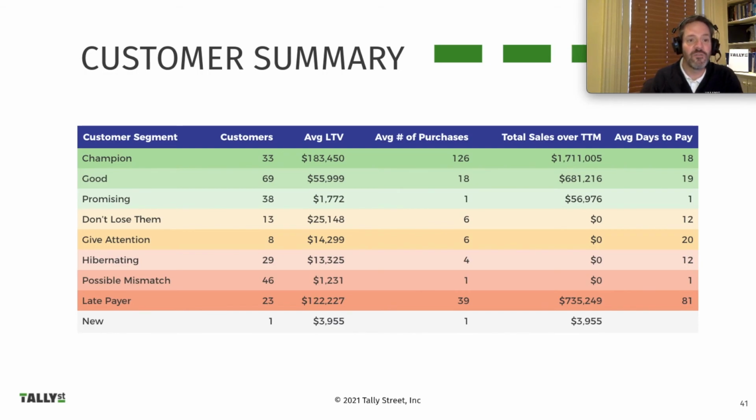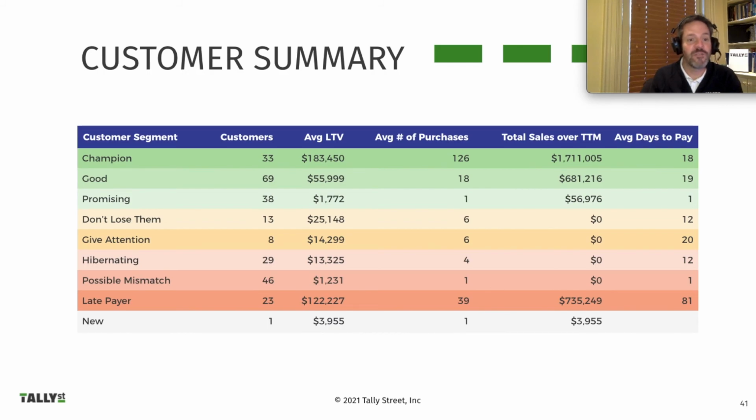If we go down to the don't lose them or give attention categories, we see that those customers' lifetime value is less. They haven't bought a lot, but 6 times is still notable, but they haven't bought anything in the last 12 months. So if this business has a 12-month retention period, then these are customers who are on the cusp of being lost or not being retained, or maybe they already have. The hibernating customers are those who have been lost or not purchased for a much longer period than typical customers who slow down.